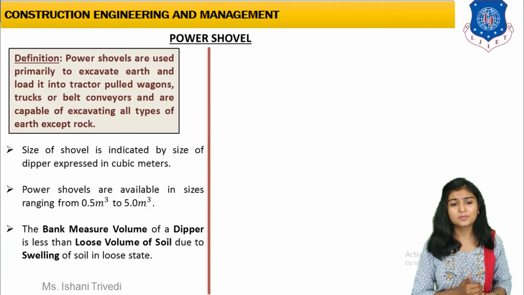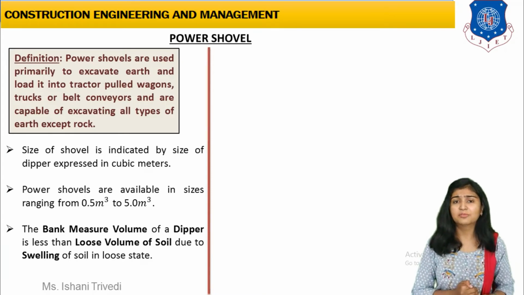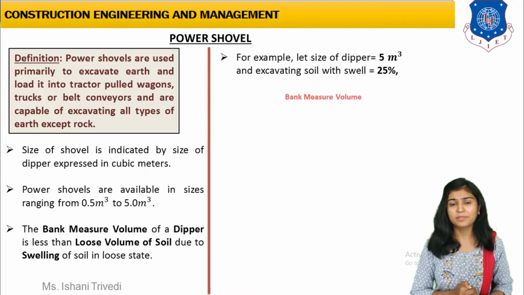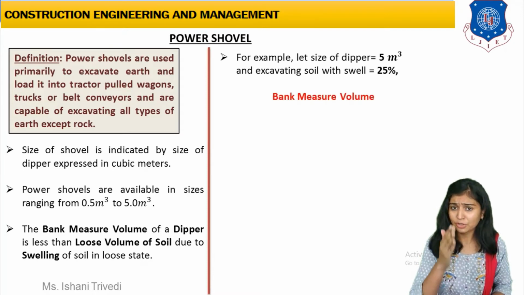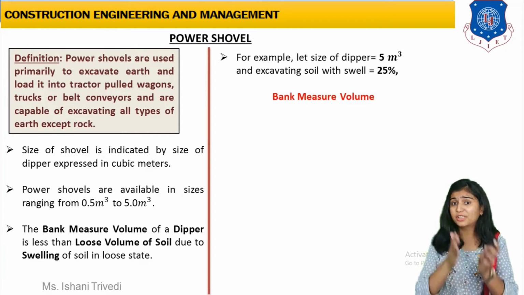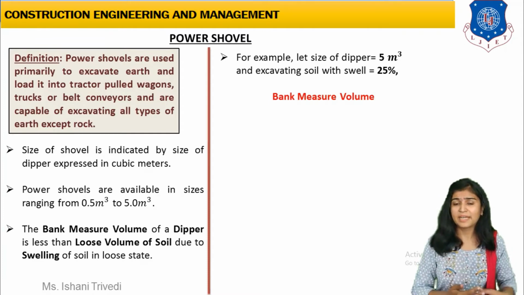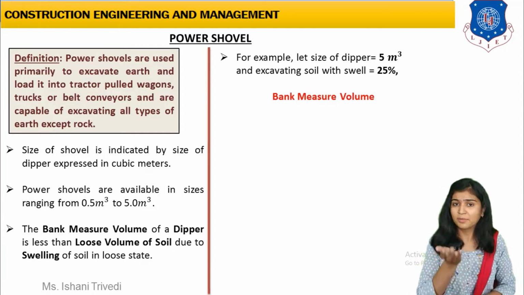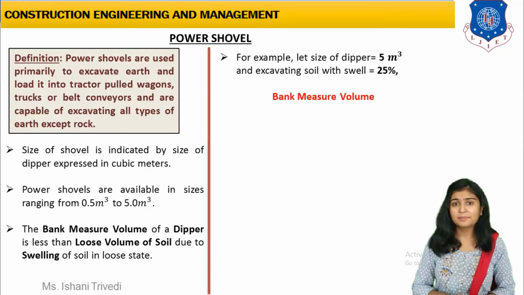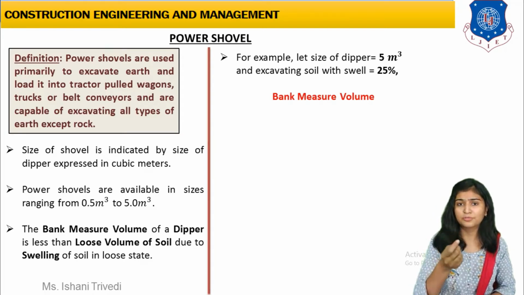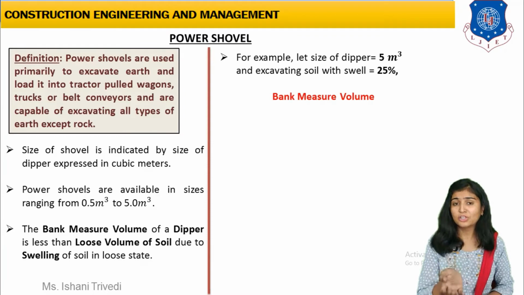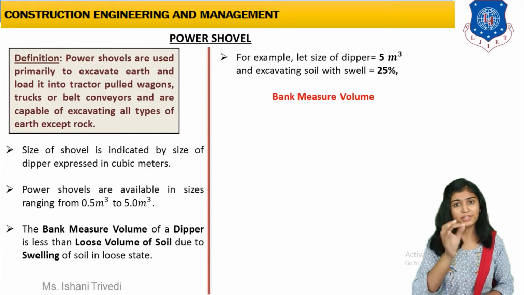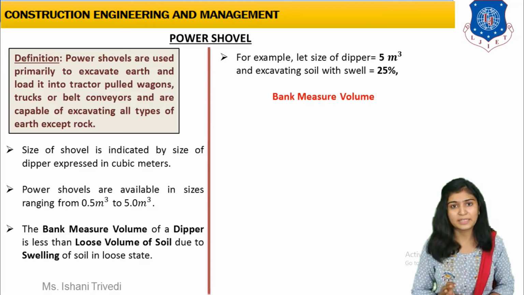Next, the size of the shovel is indicated by the size of the dipper expressed in cubic meters, right? I am going to talk about the various parts along with the cross-sectional diagram also, but right now you have to understand that the bucket is called dipper. So the size depends on the size of the dipper. Power shovels are available in sizes of 0.5 meter cube to 5 meter cube. This is the volume, the size of your bucket or your dipper. Here instead of bucket we are going to call it a dipper.